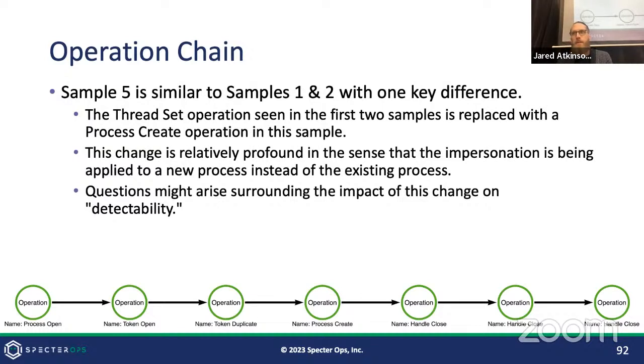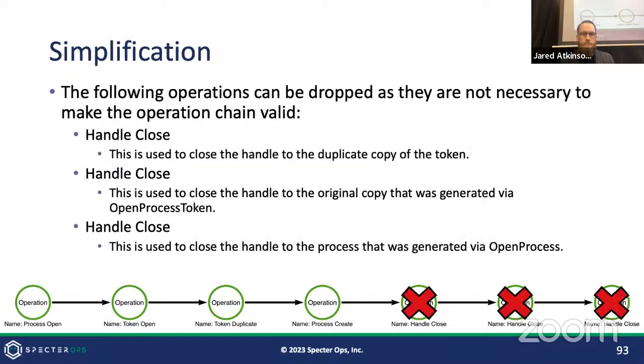But there's an option in CreateProcessWithTokenW. There's also CreateProcessWithLogon. There's a couple different functions that allow you to specify the user context of the child process, and this is the way to do that. Okay, so we do the same thing with simplification. We get rid of the handle closes because nobody does that.